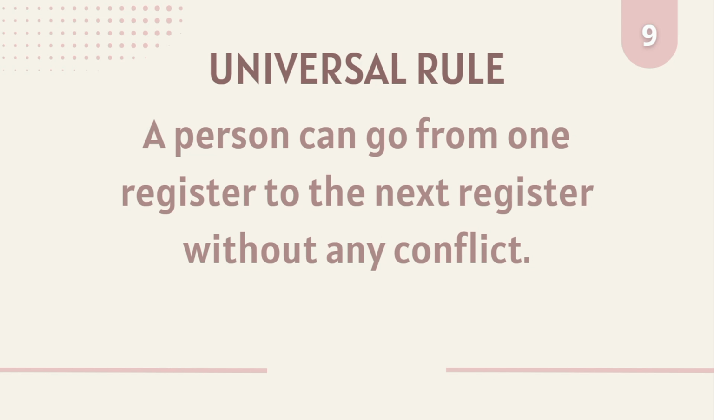Here is a universal rule that says a person can go from one register to the next register without any conflict. We can use different registers when speaking with other people and switch quickly as long as it is appropriate in the setting. Language varieties and registers can help in developing communication skills and building effective communication. Through this, we can use accurate style for different scenarios and be aware of how to respond to the communication circumstances. That's all from my presentation today.